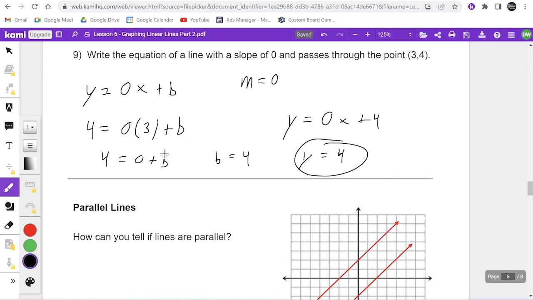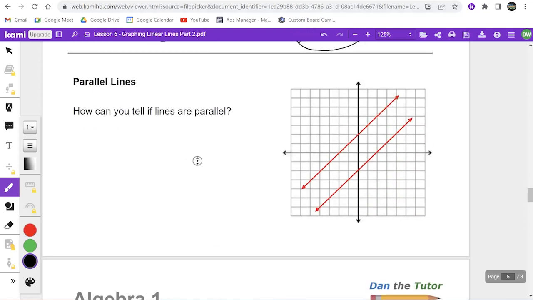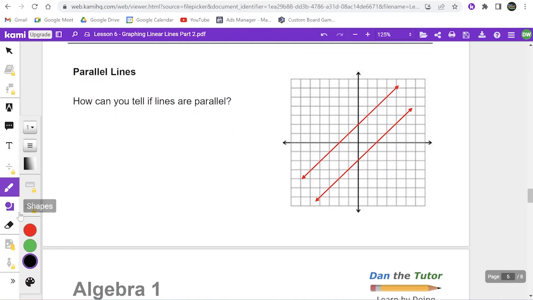Okay. Now we're finally on to, I don't know if the stuff before was new or not, I honestly forget, but this stuff, parallel and perpendicular lines, this is going to definitely be new for this week. How can you tell if lines are parallel? Obviously, you just look at these lines and they look parallel. Oh, and if you don't know what parallel lines are, it means that they will never intersect with each other. You look at these two red lines right here, they're never going to intersect. They're never going to touch each other. They're parallel.